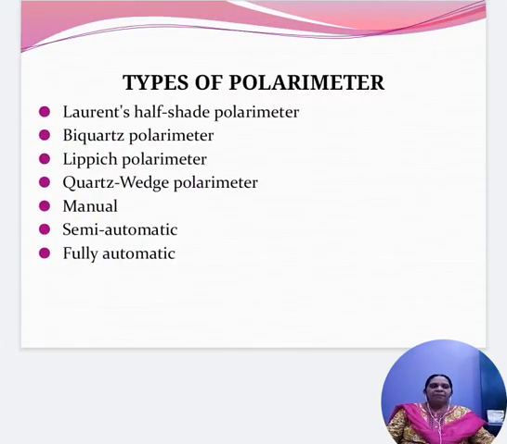Then types of polarimeter. We have different types of polarimeters: Lorentz half-shade polarimeter, biquartz polarimeter, Lipich polarimeter, quartz wedge polarimeter, manual polarimeter, semi-automatic polarimeters, and automatic polarimeters. These are the different types of polarimeters which are used.